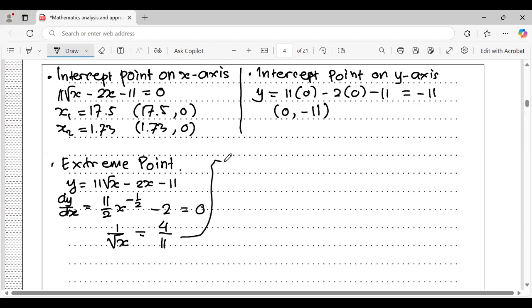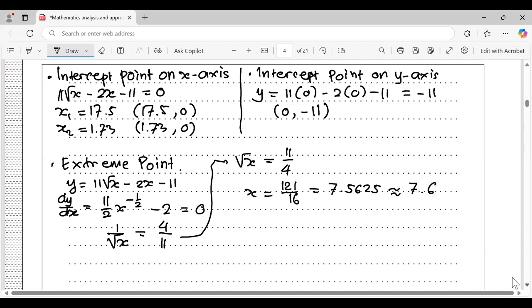And then it becomes square root x equals 11 over 4. So x equals 11 squared, 121, over 4 squared, which is 16. In decimal number, this is 7.5625, or rounded off becomes 7.6.